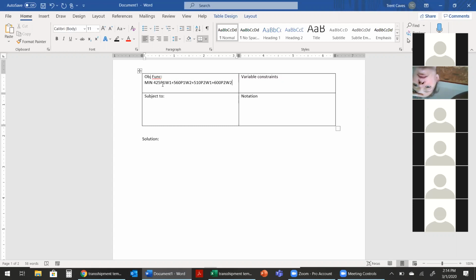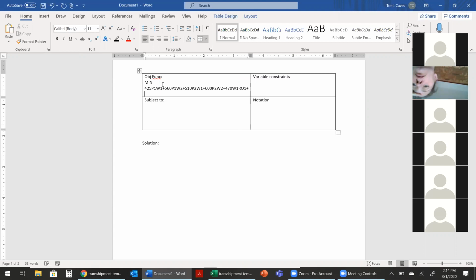And then we move from warehouse to retail outlet, $470 from warehouse 1 to retail outlet 1, $500 for warehouse 1 to retail outlet 2, $450 from warehouse 1 to retail outlet 3, and repeat for warehouse 2.